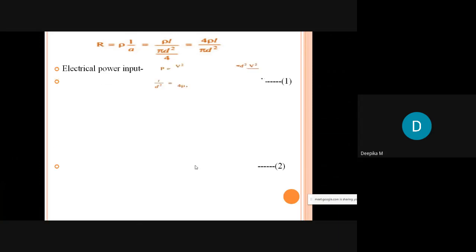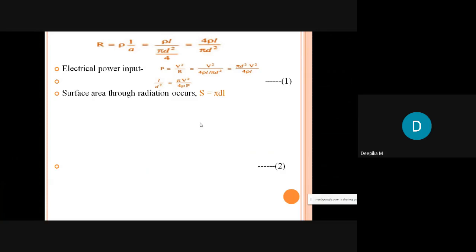The electrical power input is P = V square by R, and we substitute 4 rho L by pi d square in place of R. When we rearrange this, we get pi d square V square divided by 4 rho L. Here we are keen about the length and the diameter, so the length and the diameter will be taken to one side and we arrange the terms. So we will get pi V square divided by 4 rho P.